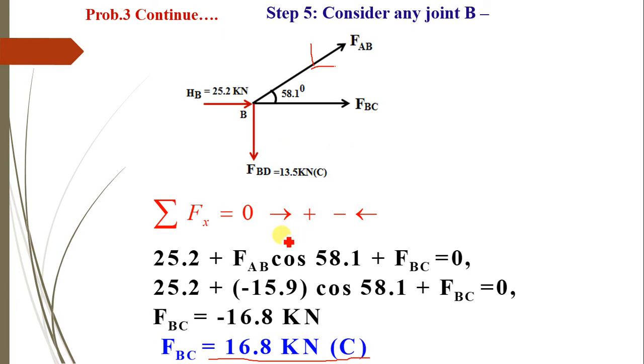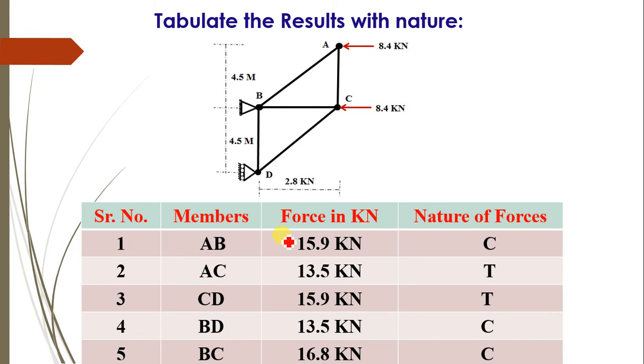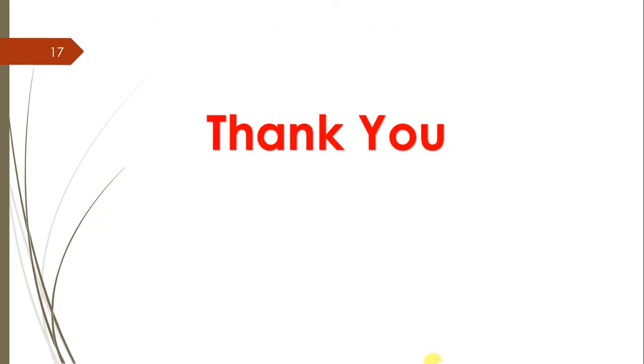compressive in nature. So in this way, one by one we have to consider the joints to determine the unknown member forces. Finally, tabulate the result: members, then force in kilonewton, and the nature of force, compression or tension. So in this way you can solve a number of problems for truss analysis following the steps using the method of joints. Thank you.